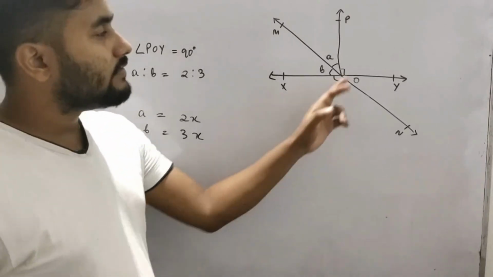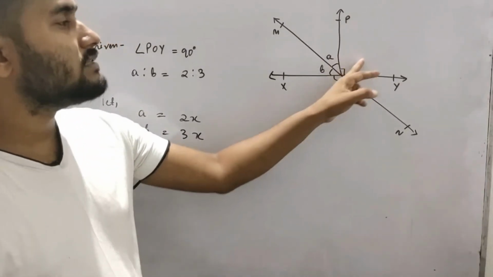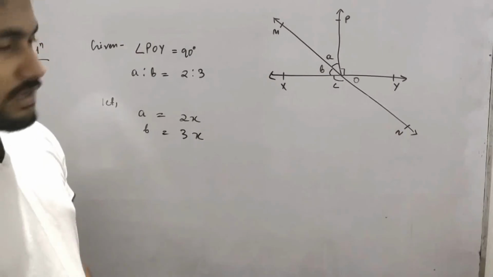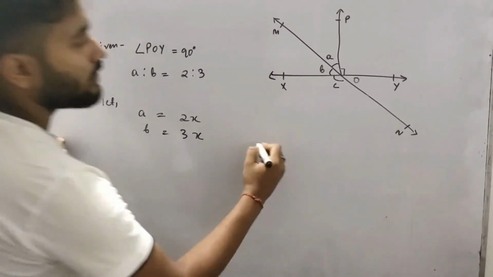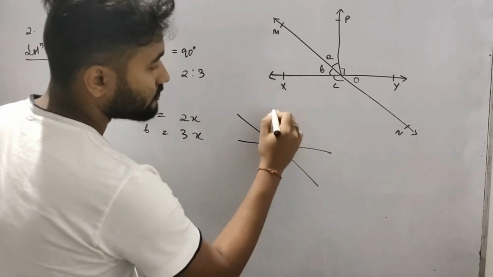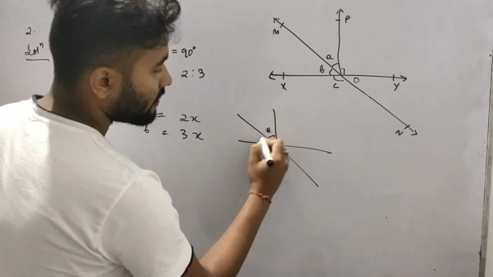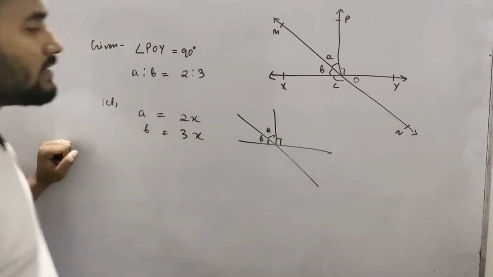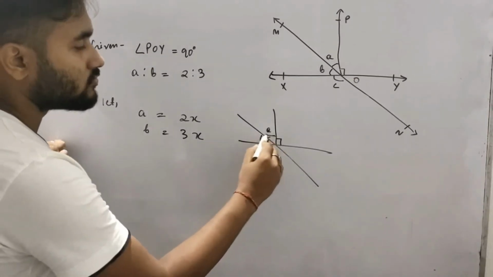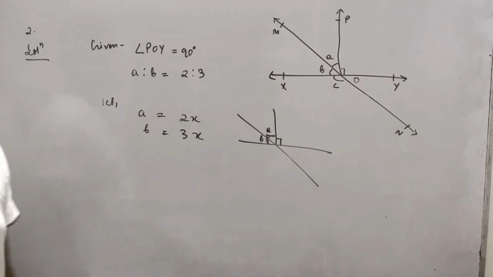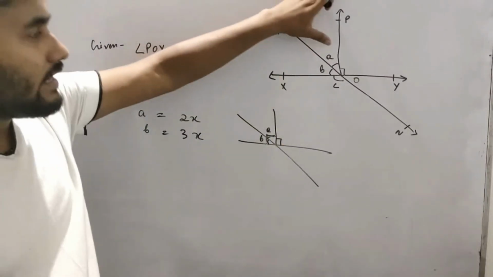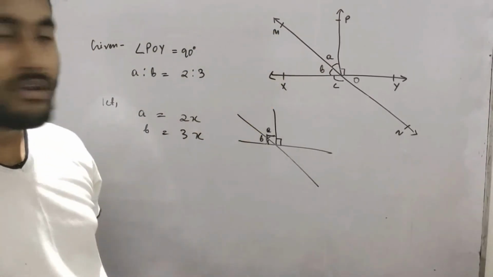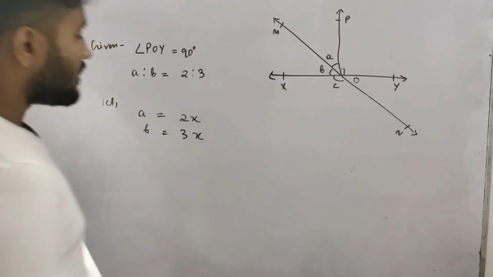Now, this part is 90 degrees. If this part is 90 degrees, then this part will also be 90 degrees. It is not drawn, but you can imagine it. Once again I am drawing. This is A, this is B, and this is 90 degrees. If this part is 90 degrees, then together this part is also 90 degrees. That means A plus B together is 90 degrees. They are complementary. Understood?